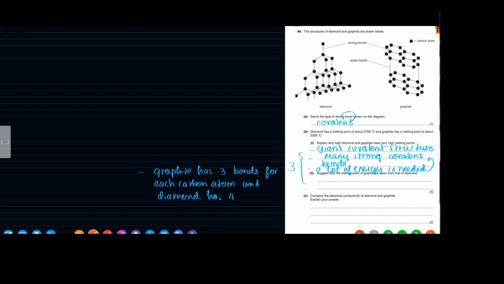Also, you can write either of these. Graphite has weak forces of attraction between the layers. Diamond doesn't. Weak forces of attraction between the layers.